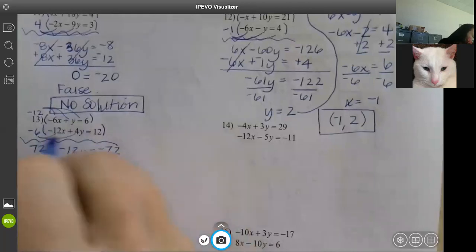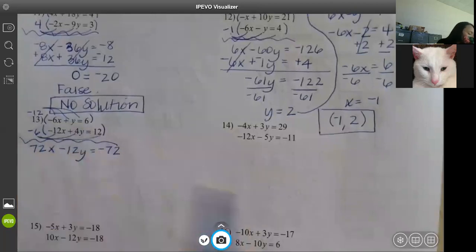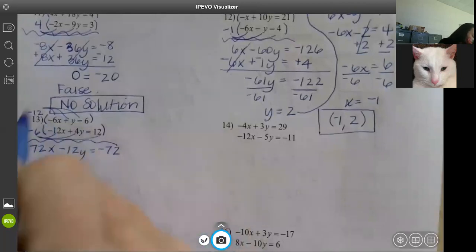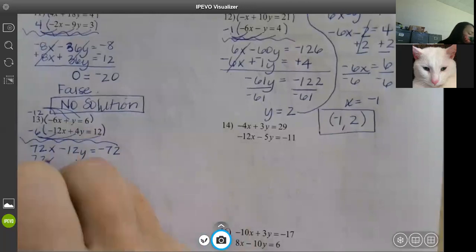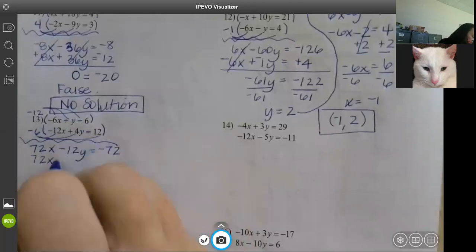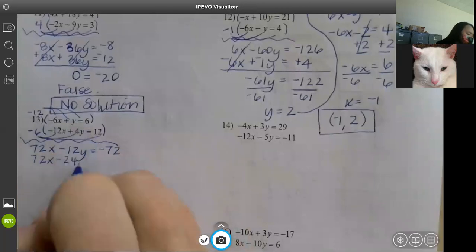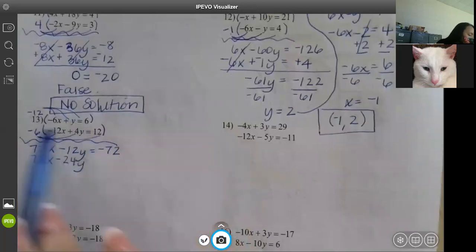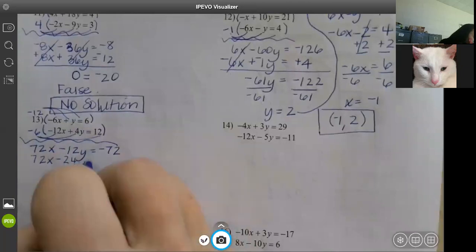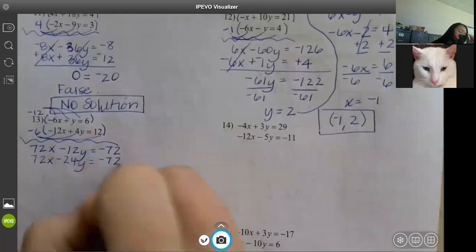Same thing on the next one. Remember that front number should look exactly the same. Negative times a negative makes a positive 72x. Negative 6 times positive 4 is negative 24, and there was a y. And negative 6 times 12 is negative 72.